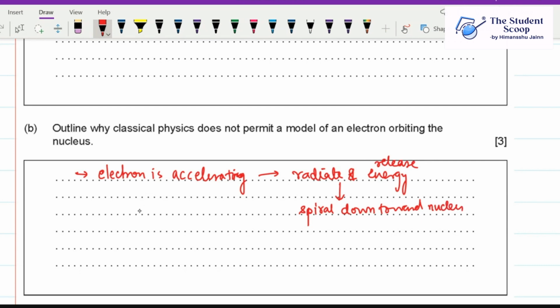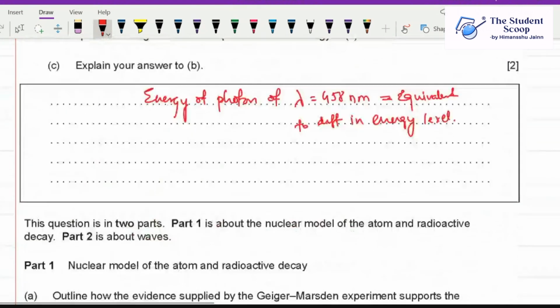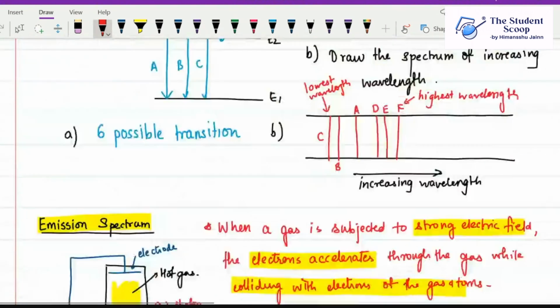So it will spiral down towards the nucleus like this, and this is where the classical model failed, because there was no radiation detected from the electron. There was no spiraling down. All the electrons were orbiting the nucleus in a stable orbit. So this is where the classical model failed. So this is the answer to this question. Okay, so this is all the part of the content we have covered in the SL part.